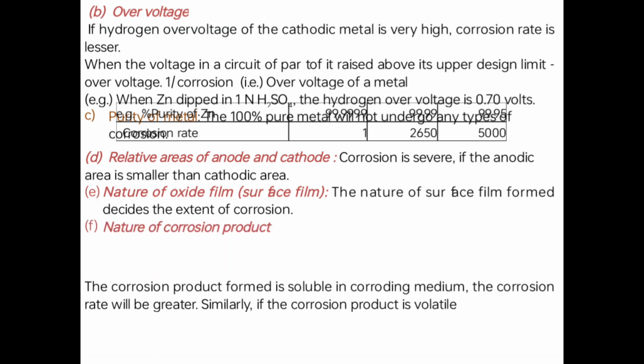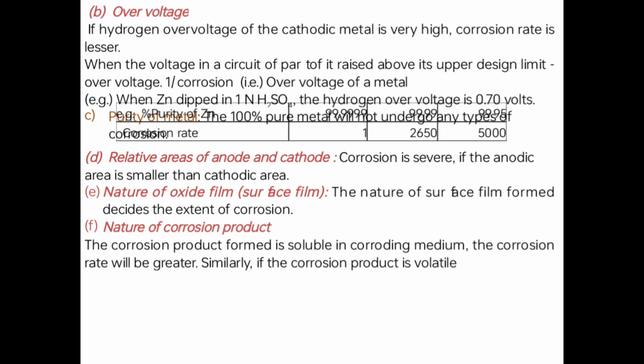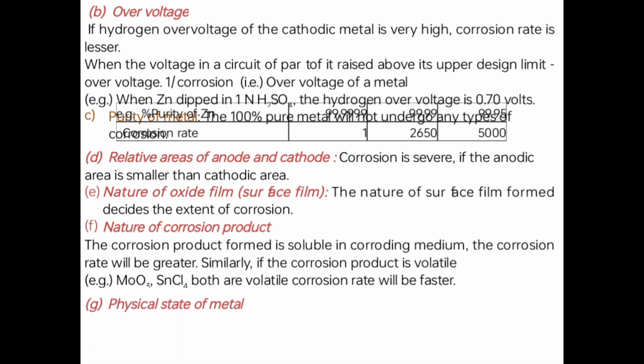Nature of corrosion product: if the corrosion product formed is soluble in the corroding medium, the corrosion rate will be greater. Similarly, if the corrosion product is volatile, for example MoO3 and SnCl4, which are both volatile, the corrosion rate will be faster.